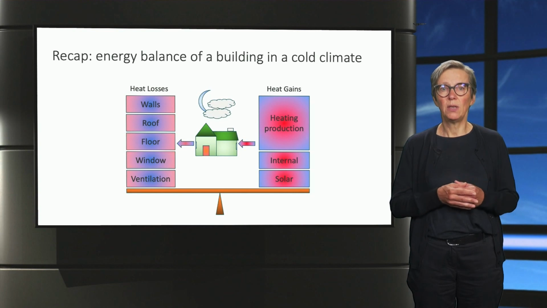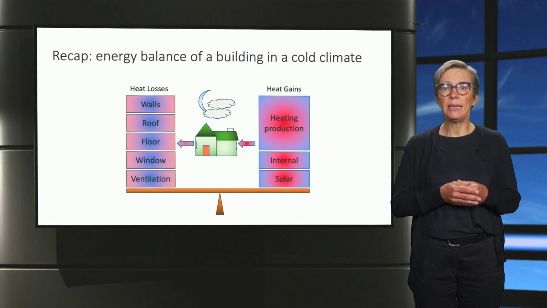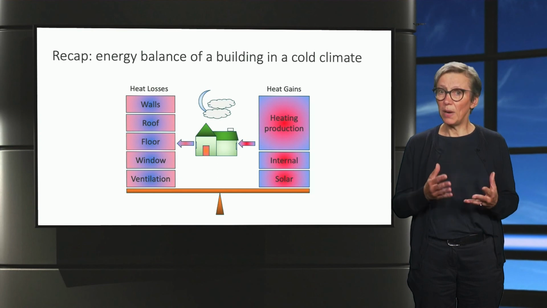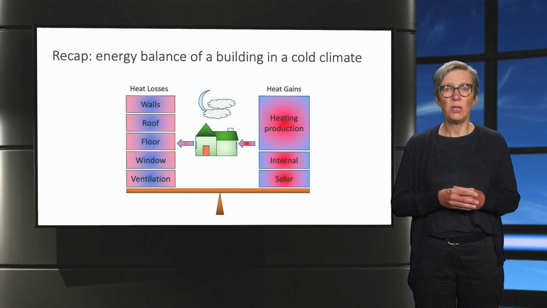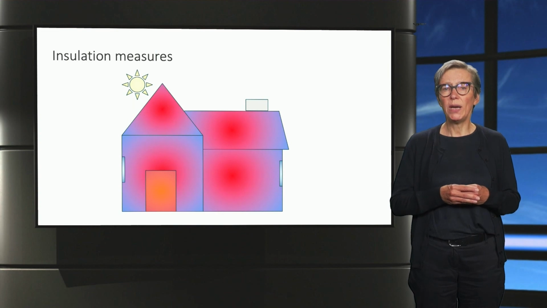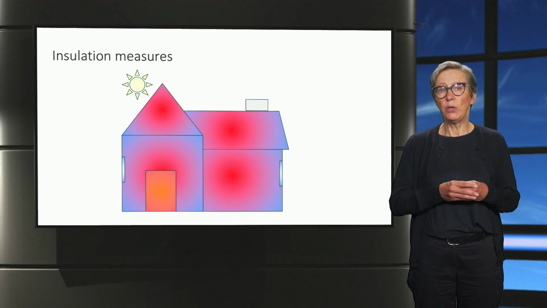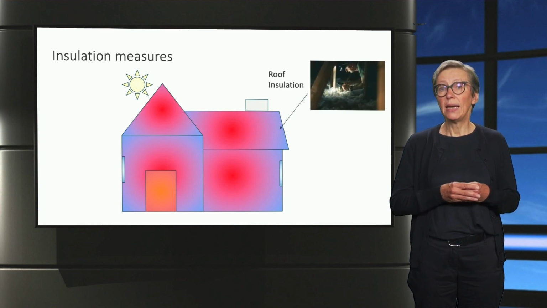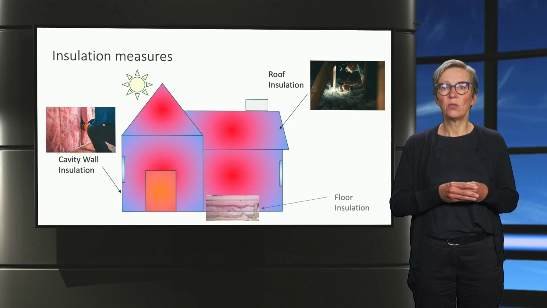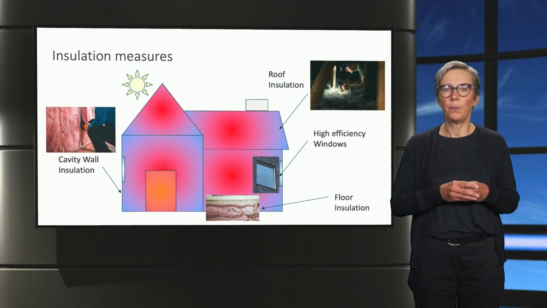In a warm climate, a large amount of energy enters the building and heats up the inside air, requiring energy to cool the building to a comfortable temperature. What you need to remember is that measures discussed in this video also help to keep buildings cool in a warm climate. Now let's go back to our home and discuss the most common options to reduce transmission losses including roof insulation, cavity wall insulation, floor insulation, and high efficiency windows like double and triple glazing.